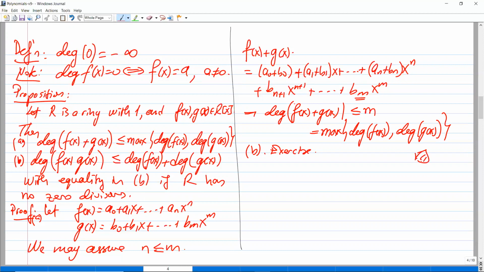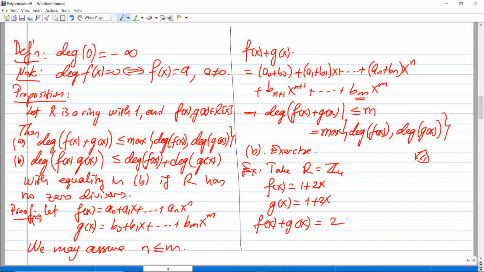So if you look at this example, let's take R to be Z4, namely Z modulo 4. Let f(x) be 1 plus 2x, and g(x) be, again, 1 plus 2x, for example. Then f(x) plus g(x) is just 2, because 2x plus 2x is 4x, which is 0. So the degree of f(x) plus g(x) is less than 1, which is the maximum of the degree of f and the degree of g.